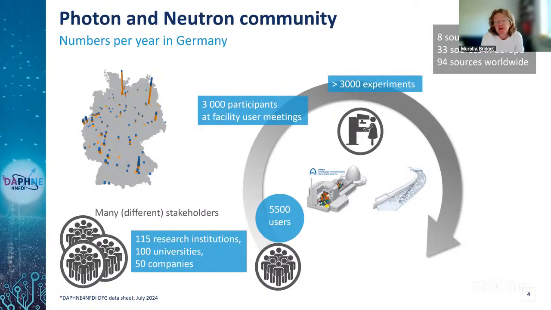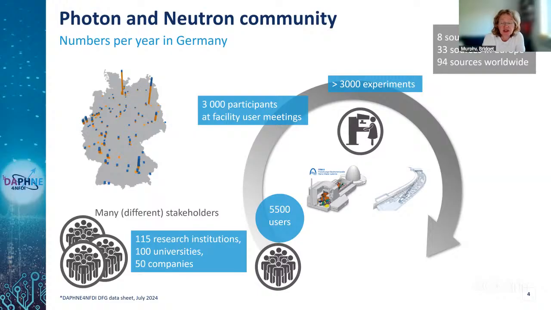So out of our community, there are about 3,000 participants who do experiments regularly. We have about 3,000 experiments a year. And of the people who attend those experiments across our large-scale facility user meetings, we have an attendance of about 3,000. So we really get the community together on a regular basis. And this community is using 4 different sources in Germany, 33 sources across Europe, and around the world, there are about 94 X-ray and neutron and free electron sources. But as you can see, Germany is really leading the way. We're quite at the forefront of this.